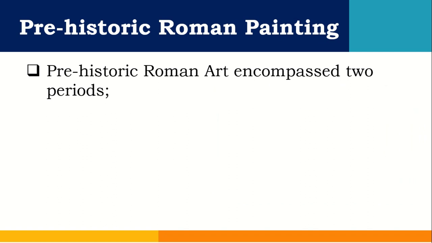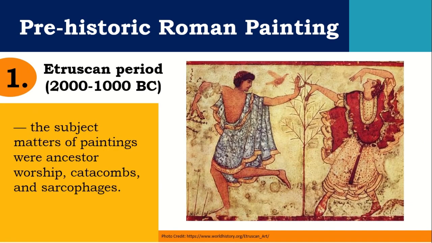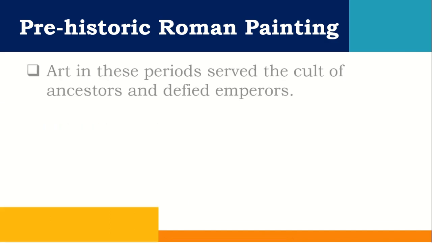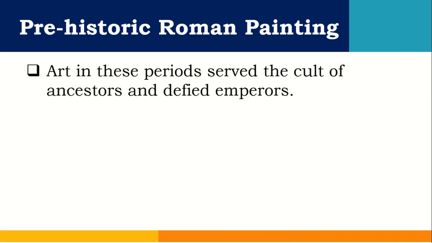Now, let us have the prehistoric Roman painting. Prehistoric Roman art encompassed two periods. The first one is the Etruscan period, where the subject matters of paintings were ancestor worship, catacombs, and sarcophagi. The second one is the Roman period, which is characterized by commemorative statues, sarcophagi, frescoes, and designs with vine motifs. Art in these periods served the cult of ancestors and defied emperors.